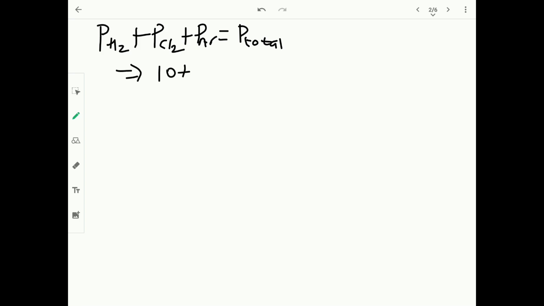Now we have the pressure of hydrogen, we have the pressure of Cl2, we have the pressure of argon. Isn't the whole thing P total? So 10 plus 2 plus 2, which is very easy, 14 atmospheres. And that's part A complete. Let's do part B now. Part B says calculate the mole fraction of H2 in the flask.